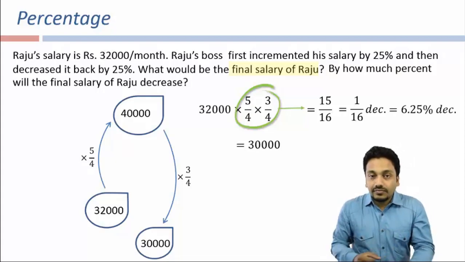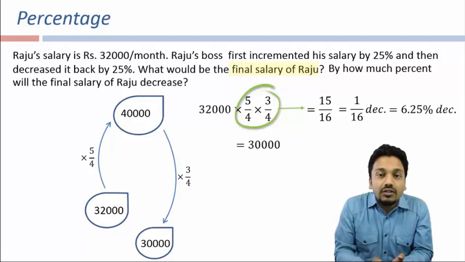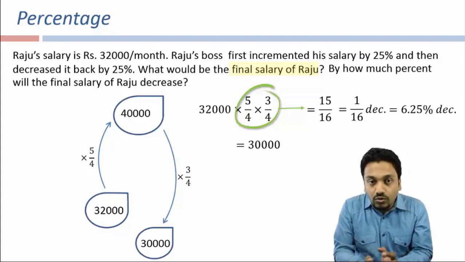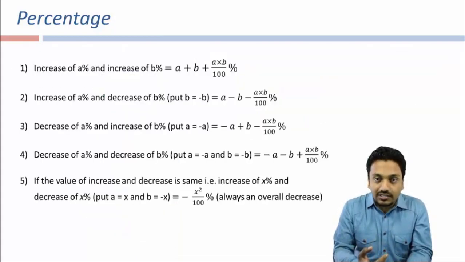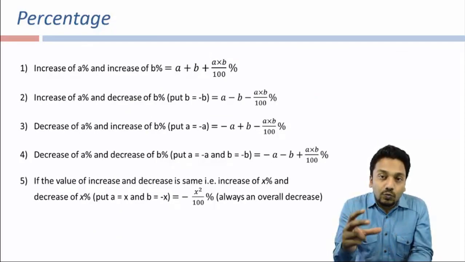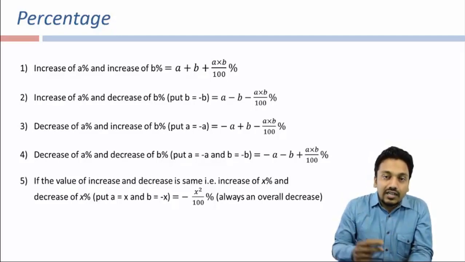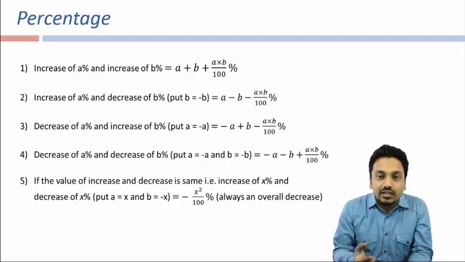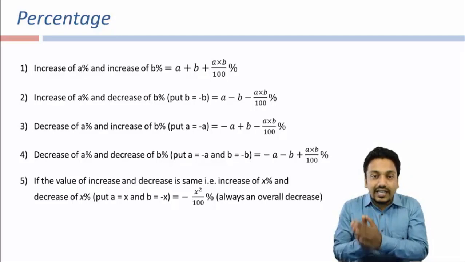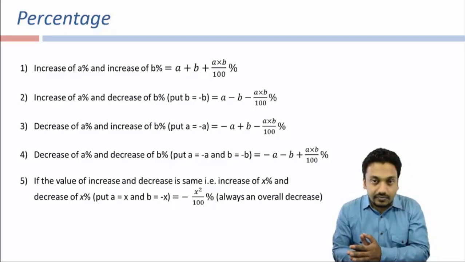Okay. So this same problem could be solved directly using formulas too. Let us have a look at the formulas. So the basic formula is when 2 percentage changes are applied in succession. Let's say a number is first increased by A% and then increased by B%. So the overall percentage increase is A plus B plus AB upon 100, and this would come out in percent.